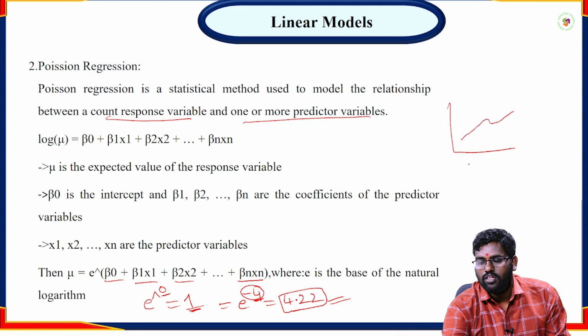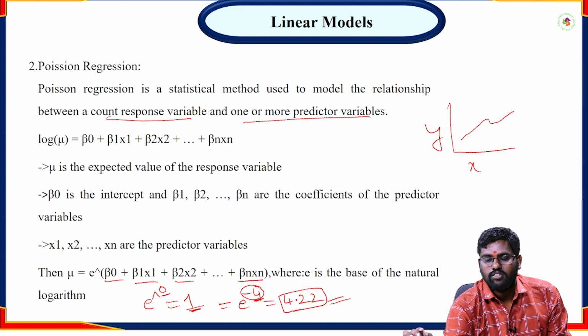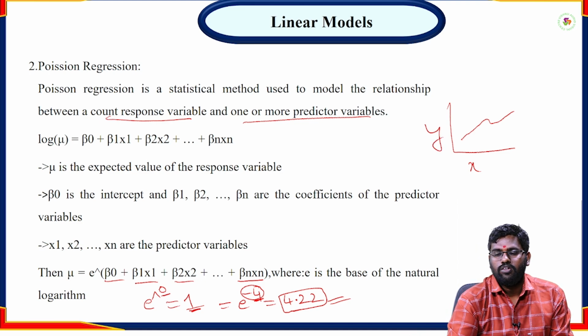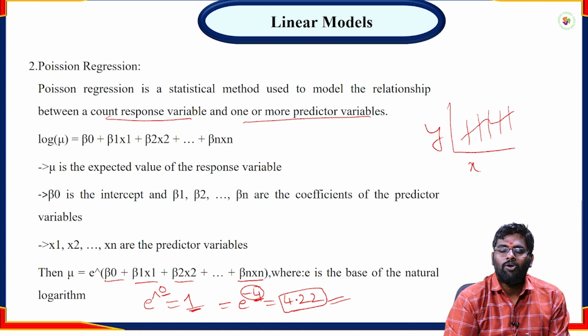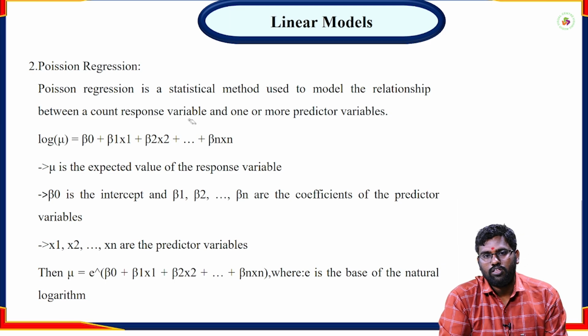The equation: this is the x-axis and this is the y-axis. So the values will be like this, multiple regression values. Okay, so that is about Poisson regression. This is one type of linear model. So this is about the Poisson regression.